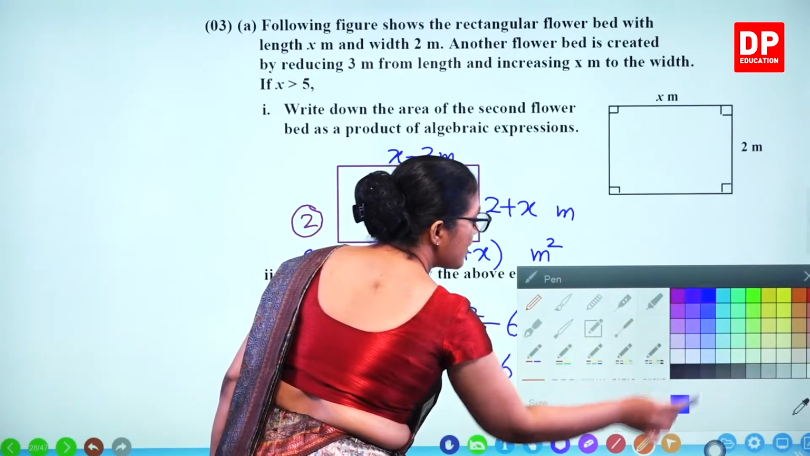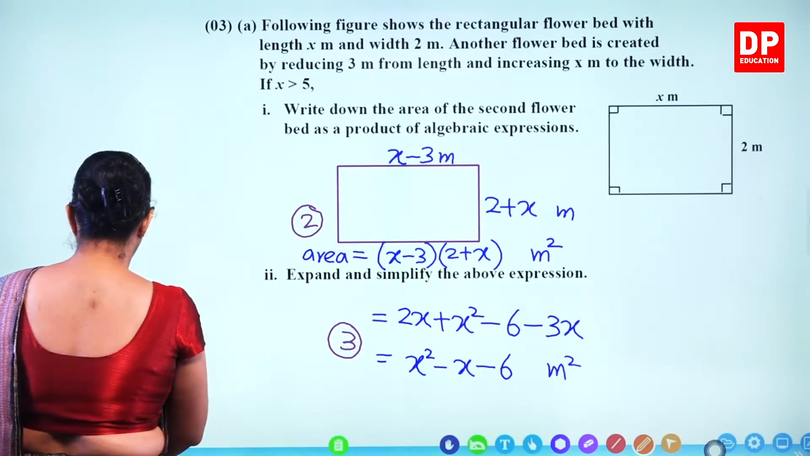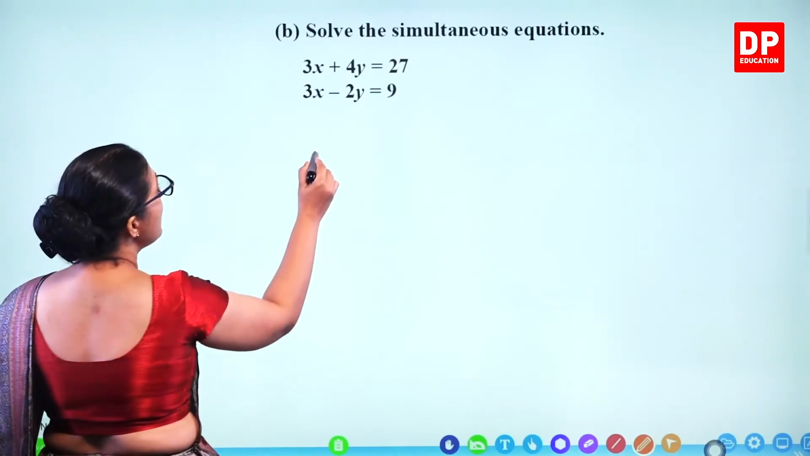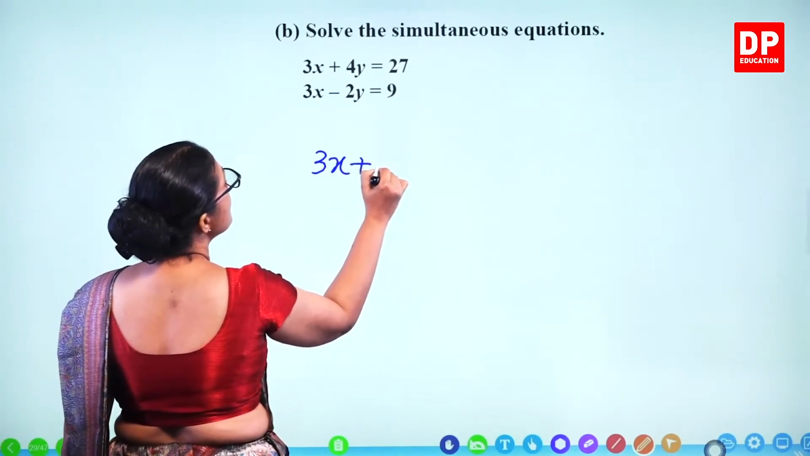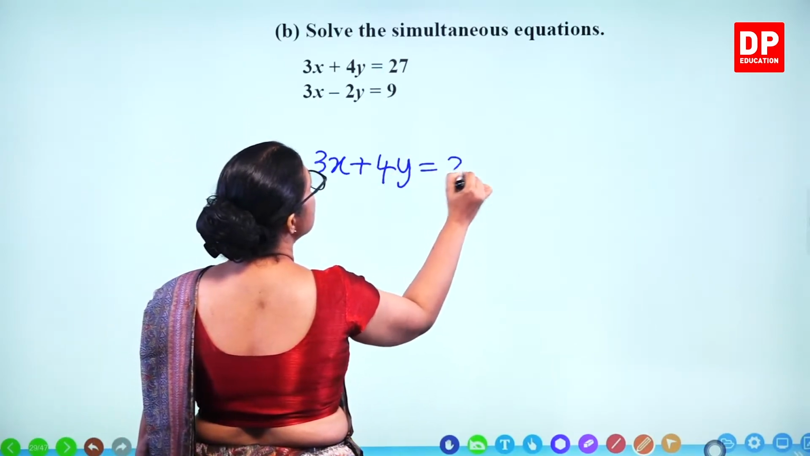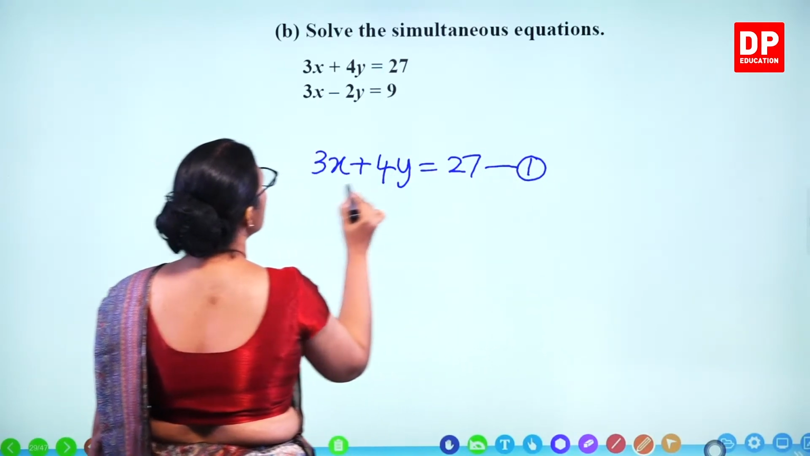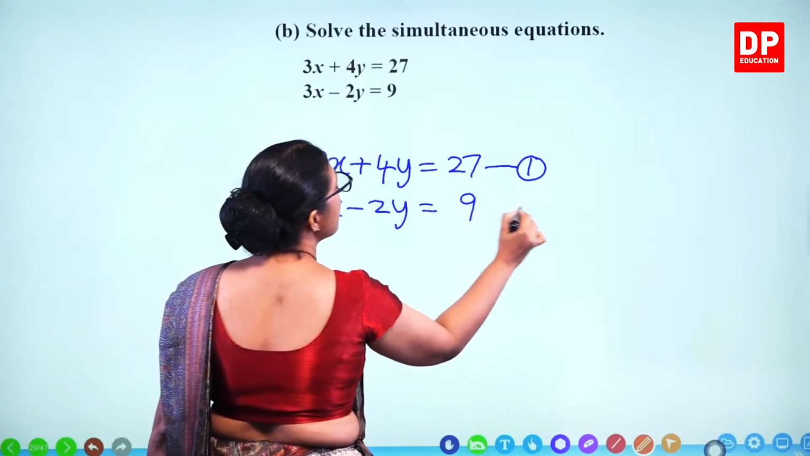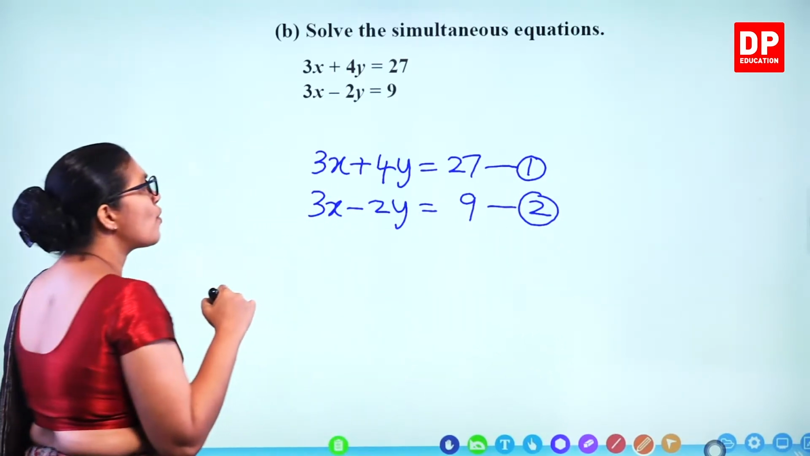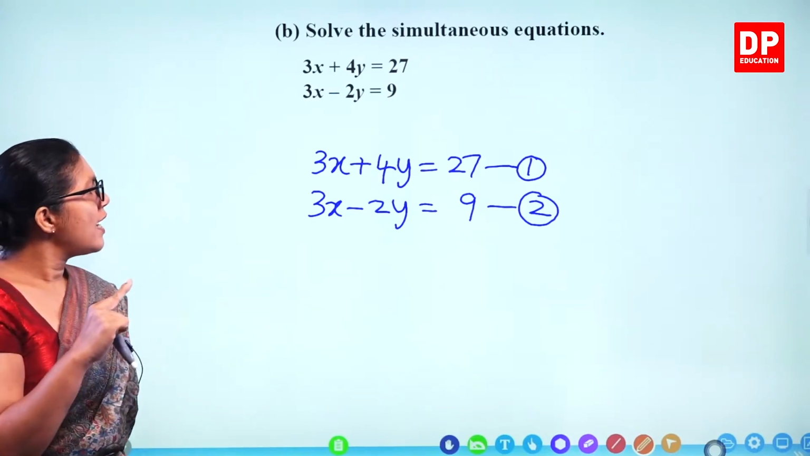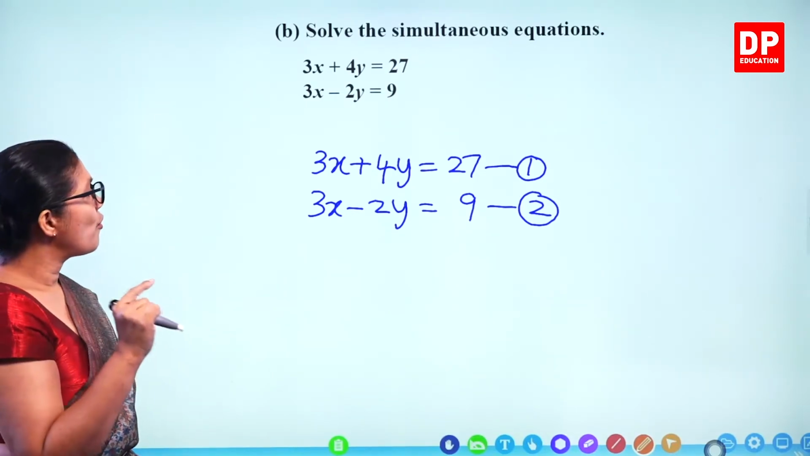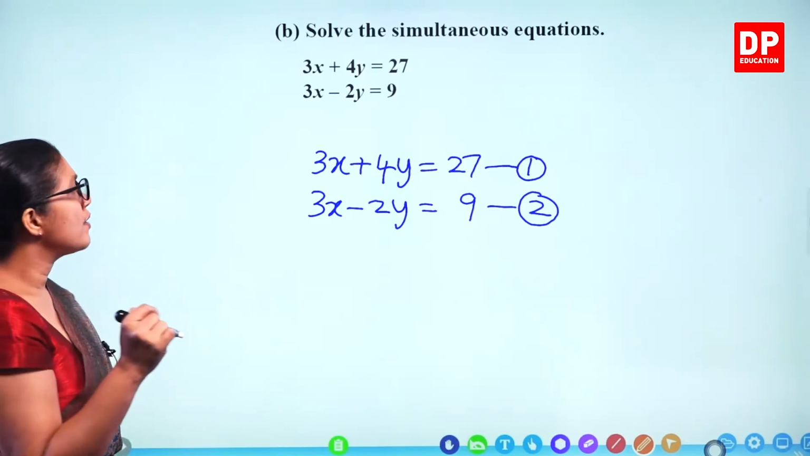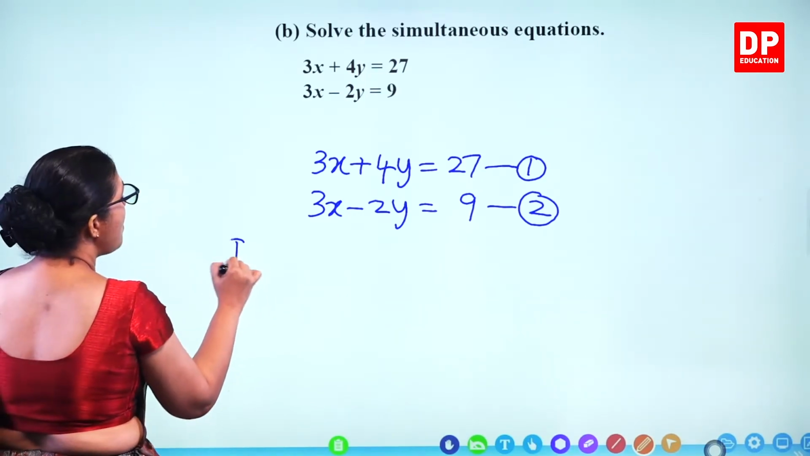Now let's take the next one. Solve the simultaneous equations. So you get 2 equations. 3x plus 4y equals 27. That's our first equation. 3x minus 2y equals 9. Second equation. Look at the coefficients. When you take the x coefficient, both are the same. So same sign, you can subtract the 2 equations. 1 minus 2.